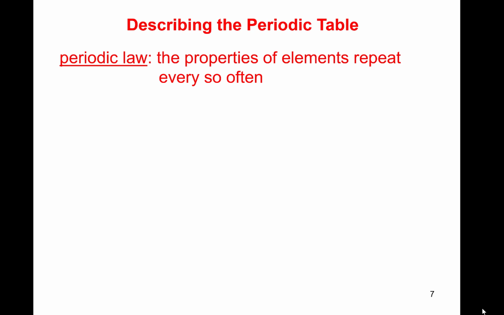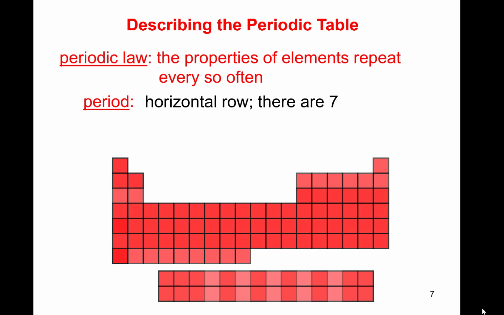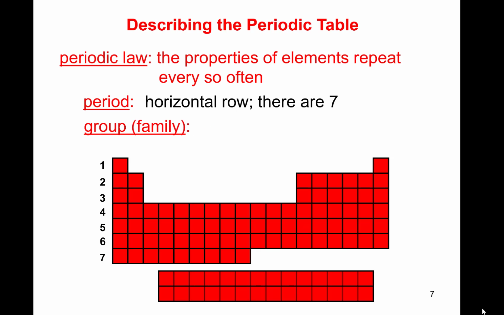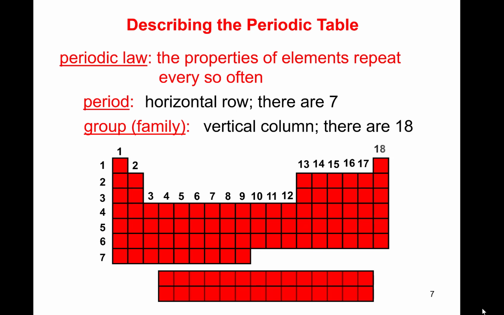The periodic table has embedded into it the periodic law, and that just means that the properties of the elements repeat themselves every so often. A period, like we've said before, is a horizontal row, and we have 7 periods on the periodic table. A group is a column, and we sometimes refer to our groups as families, as I mentioned earlier. So we have 18 groups on the periodic table. And then, as I said before, group 1, for example, is known as the alkali metals, although hydrogen is not part of that family, even though it's in the same group, and I'll talk about that later on.